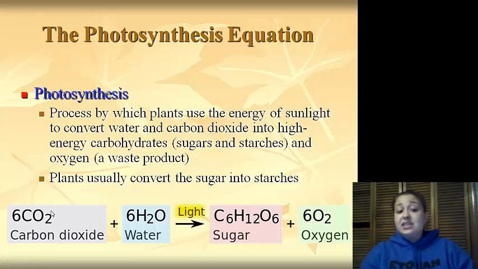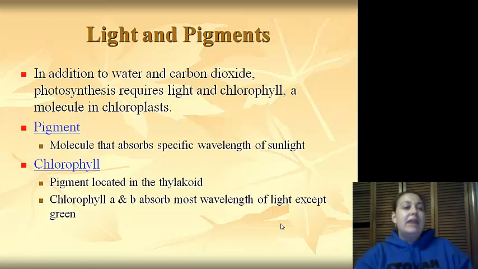So we take 6 carbon dioxide and 6 waters, and we use light and chlorophyll in the chloroplast, that's going to be in plants, and we create glucose, C6H12O6, plus 6 oxygen.